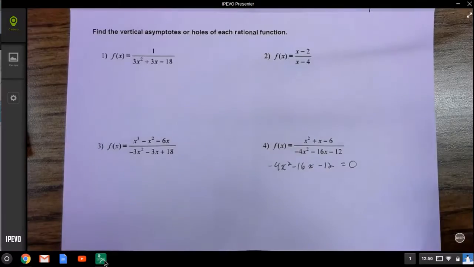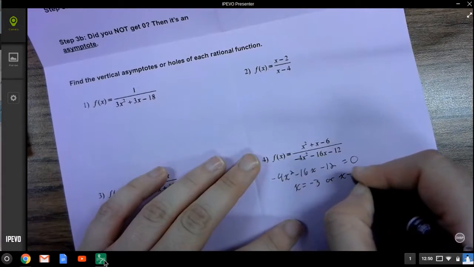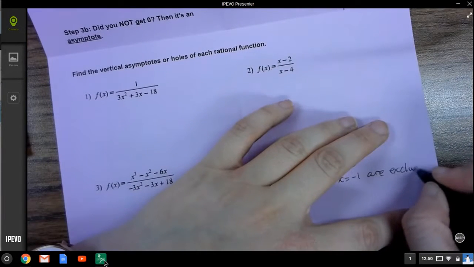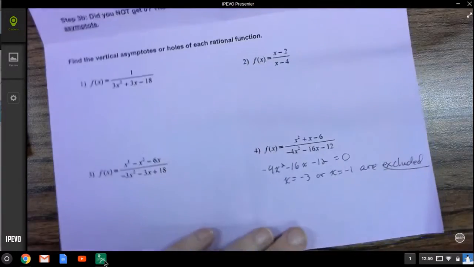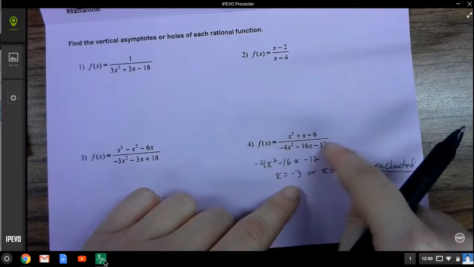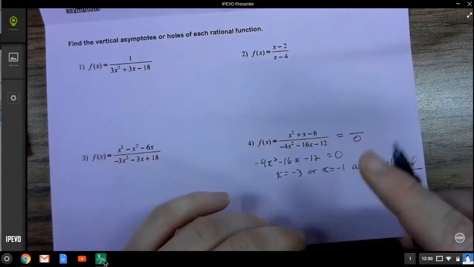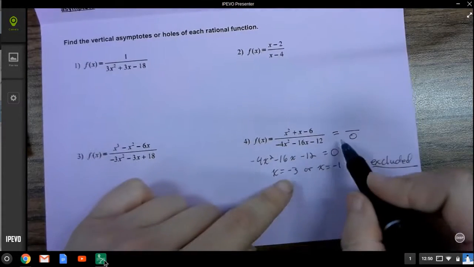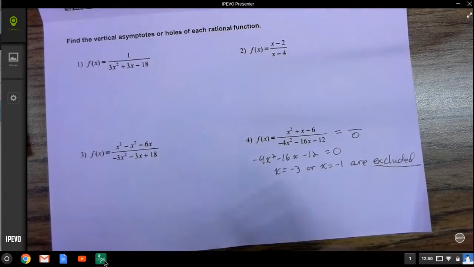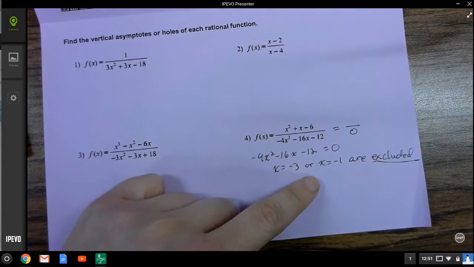So let me switch and write that down first. So x equals -3 or x equals -1 are excluded values. So if I plug either of these into the denominator, I will get 0 and something on top. And I can't have 0 in my denominator. So now I need to test these. I need to see, are they asymptotes or are they holes? Now we already know that x equals -1 is an asymptote.